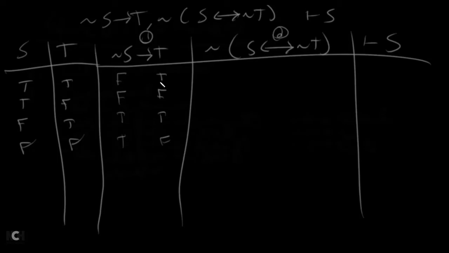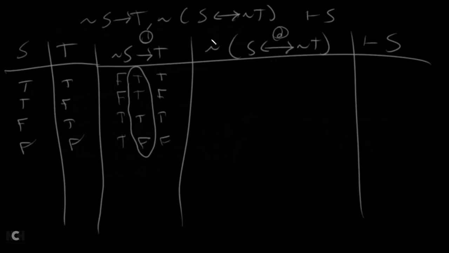Now we've got our arrow rule. Our arrow rule says true left and false right is the only time it doesn't work. All the other ones are good. So here we go. This is the only values for the first premise. Let's do the second premise.